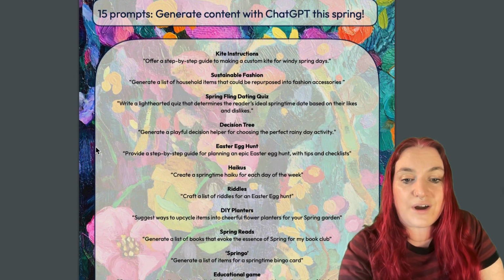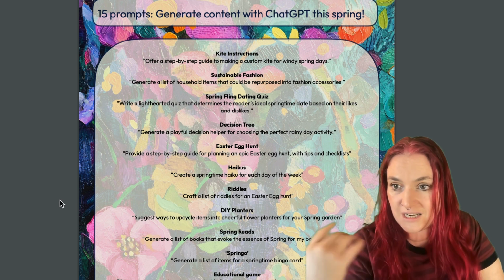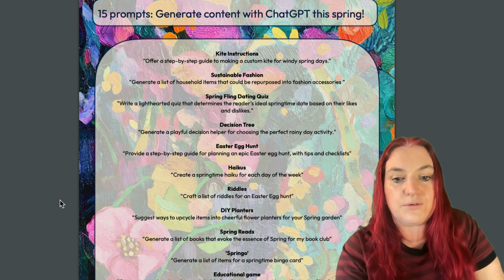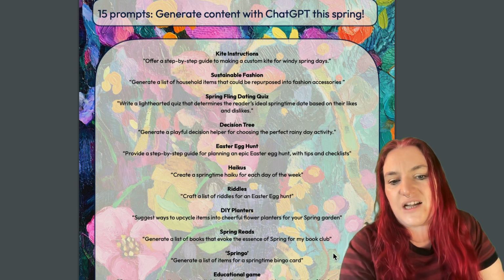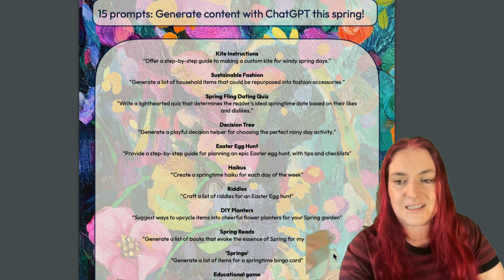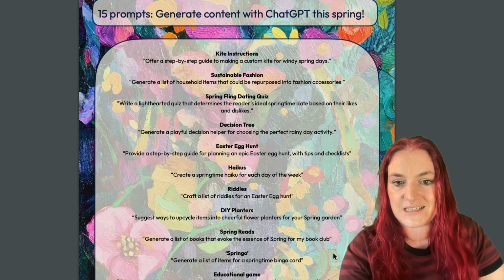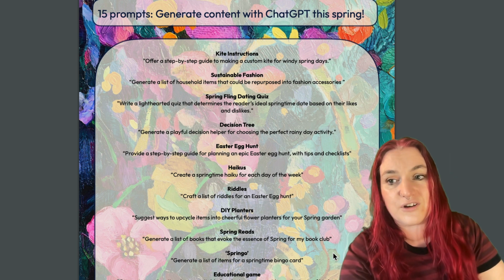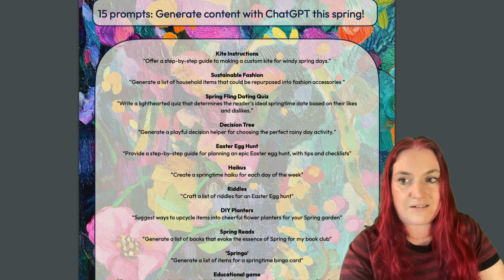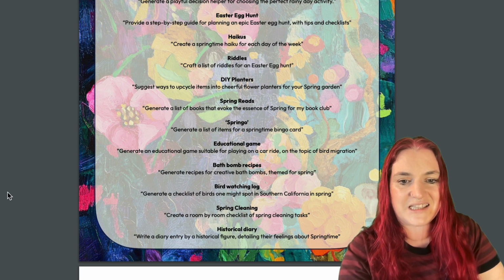And then also I've given you 15 prompts for ChatGPT that will help you develop some content very quickly or give you ideas for content. So like Springo, generate a list of items for a springtime bingo card. That would make a great printable, super easy to come up with those ideas in ChatGPT, turn them into images in Midjourney, and you've got a printable product you can sell on multiple sites. So lots of ideas there.